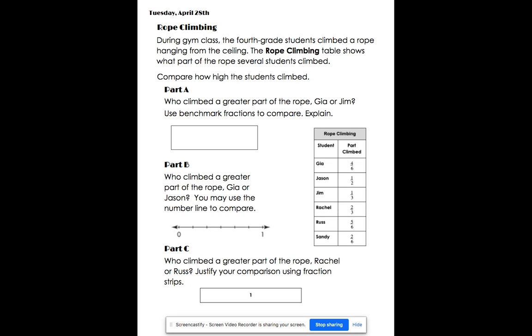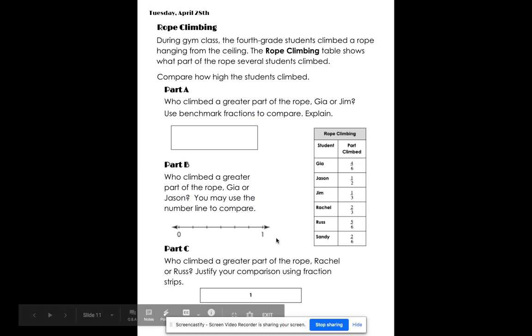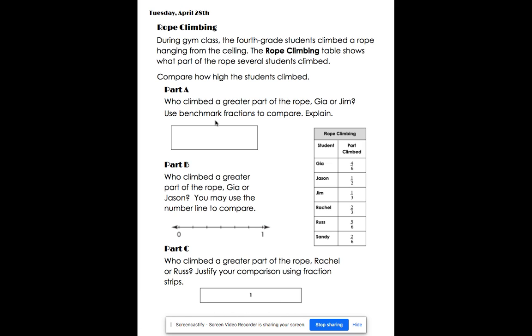So you have several different parts that you're going to need to solve for this activity. So the first part, they want to know who climbed a greater part of the rope, Gia or Jim. Okay, and they said use benchmark fractions. This is a term that you need to be familiar with. These kind of fractions are the common fractions that we can use to measure or judge a distance against. So if you're comparing two people's climbing fraction, then you are going to think of, are they closer to a half? Are they closer to 1/4, 1/3? And that's going to help you determine who climbed farther up the rope, okay?